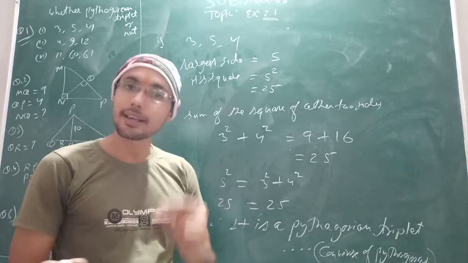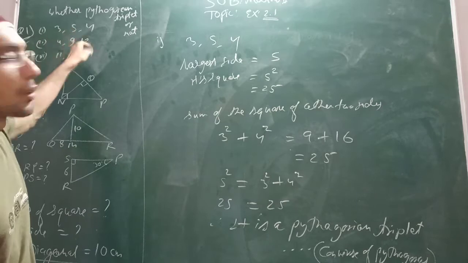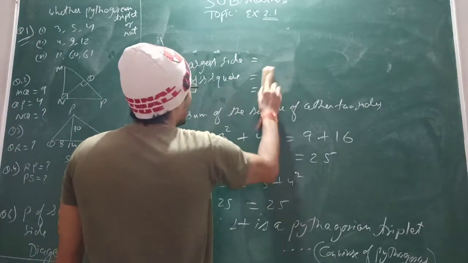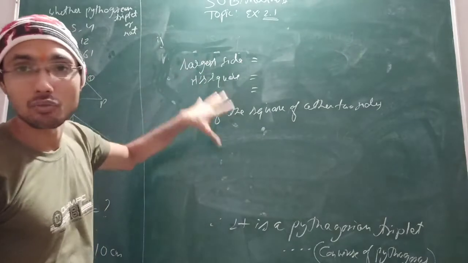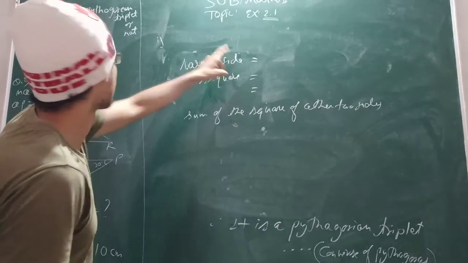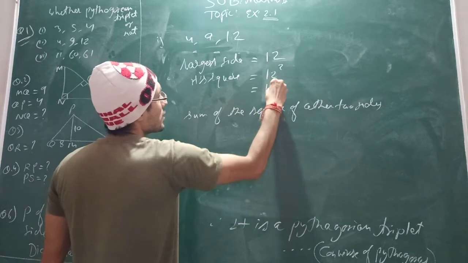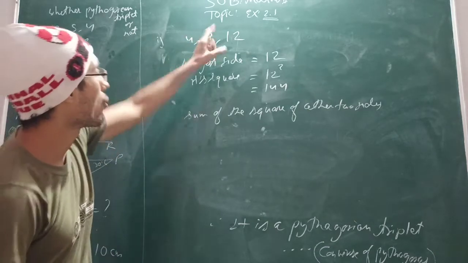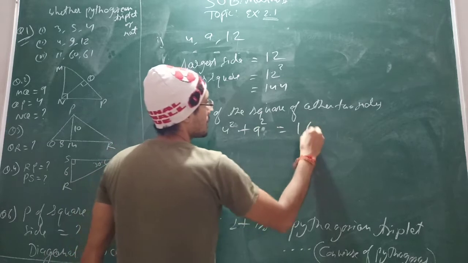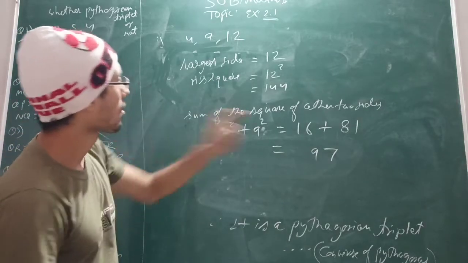Okay, now next sum we will solve. The next sum is 4, 9, 12. I am keeping this one as it is because in each question you have to write this. So the largest side 4, 9, 12. So the largest side is 12. And then we have to take square of 12. That is 144. Now next, the sum of the square of the other two sides. And the other two sides are 4 and 9. 16 and 9 is 81. As you can see over here, it is not equal.